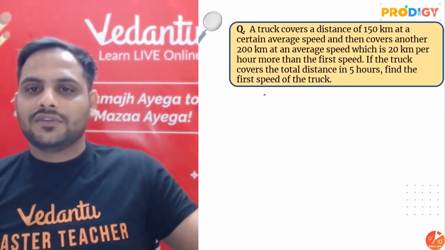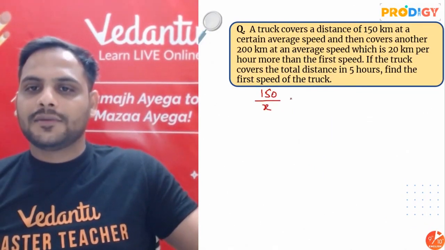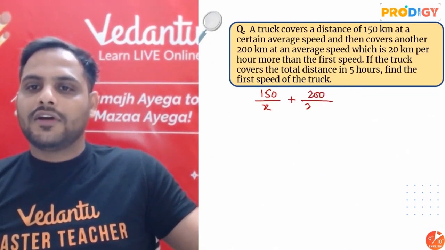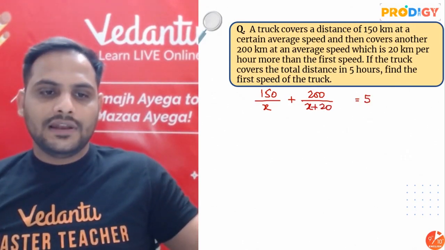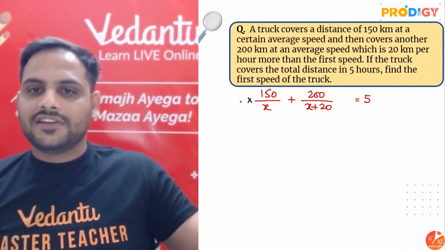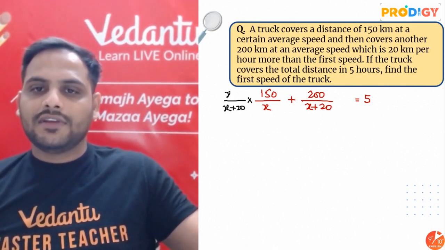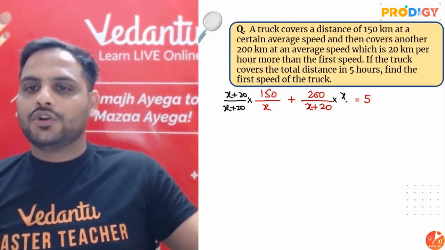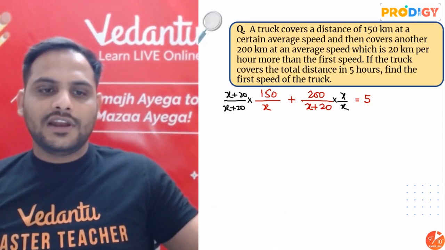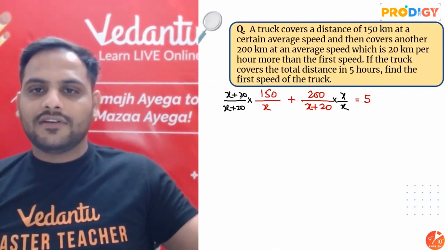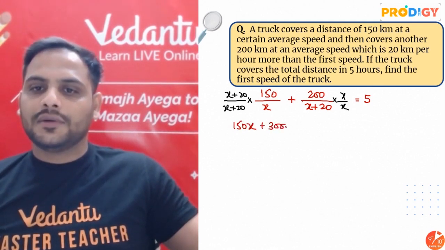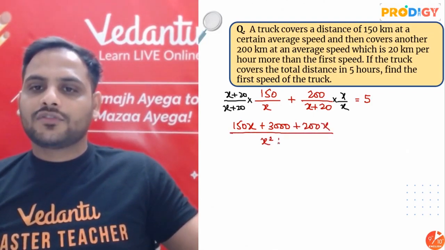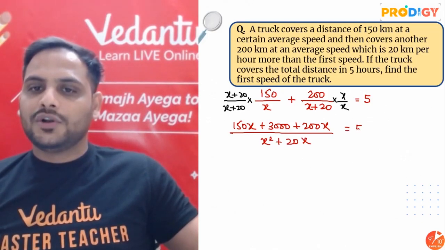Let's solve this equation. So I can say 150 by x plus 200 divided by x plus 20 is equal to 5. Let's do one thing, children. Let us multiply this thing. Let's take the LCM. So here we have x plus 20, here we have x plus 20, and here we'll have x into x. So let's multiply. All right, so we have 150 into x is 150x, 150 into 20 will be 3000, 200 into x is 200x, divided by x square plus 20x is equal to 5.